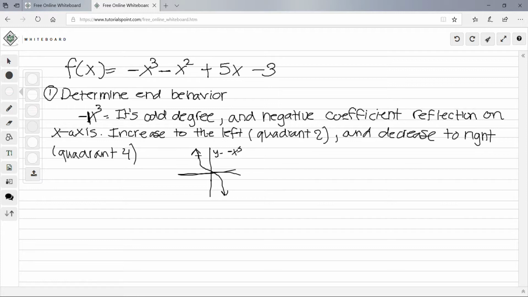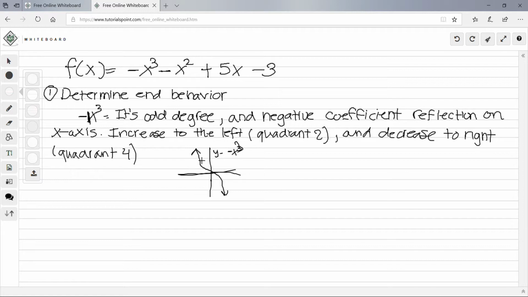So we remember this is a 3. So remember there's reflection on the x-axis. If it was positive, it would have went something like this, right? But there's a negative, so it's going to increase to the left, or quadrant 2, and then decrease to the right in quadrant 4. So this is our end behavior. So make sure you keep that in mind.